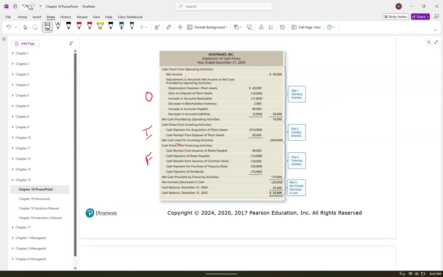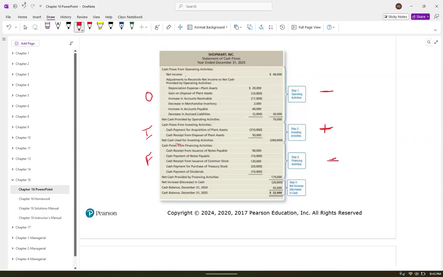Let's think about a business that is probably on the verge of bankruptcy. It's going to have negative operating cash flows. It could have some positive in investing because we're selling off our plant assets to pay our short-term debt. We might have some positive or even negative in financing, depending on if they're really on the verge of bankruptcy. They're probably trying to pay some stuff off, so that may be negative.